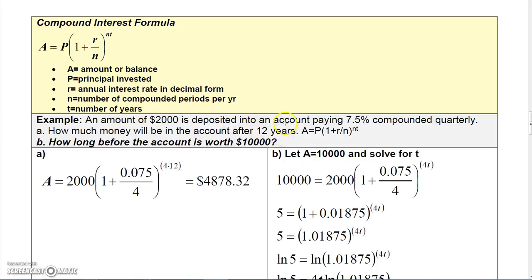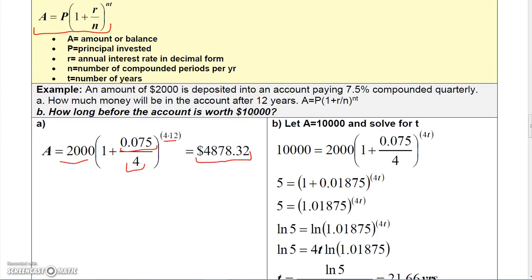So basically what you want to do is plug in the information into this formula up here. We know the principal's 2,000, the annual rate is 0.075 in decimal. We're compounding quarterly, so n would be 4, and since t is 12 years, we'd have 4 times 12 for the exponent. And you just plug that in your calculator and you get 487832.